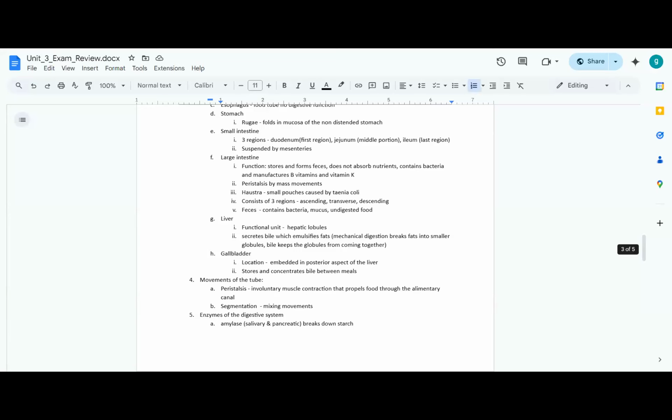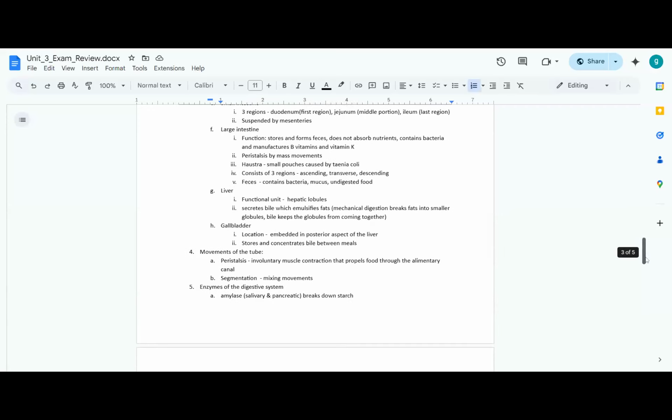Your large intestine, okay, so it stores, it forms feces, it doesn't absorb any nutrients. There are some bacteria there that do manufacture essential vitamins, okay, but it's not absorbing any digested carbohydrates, proteins, or lipids. They have several mass movements a day by peristalsis.